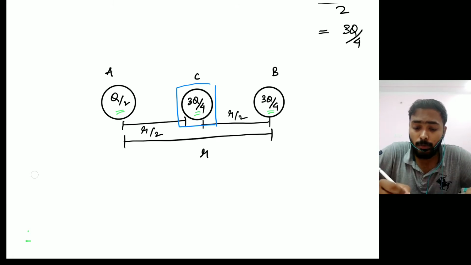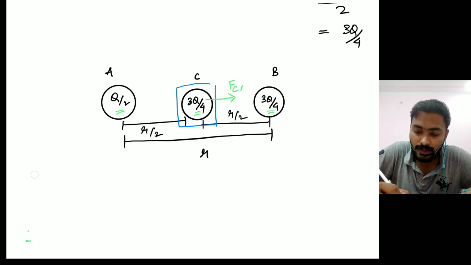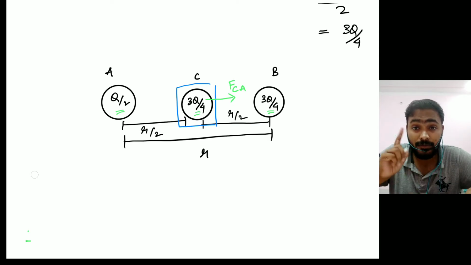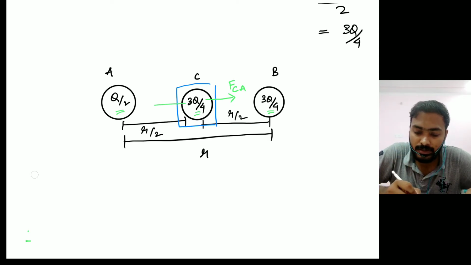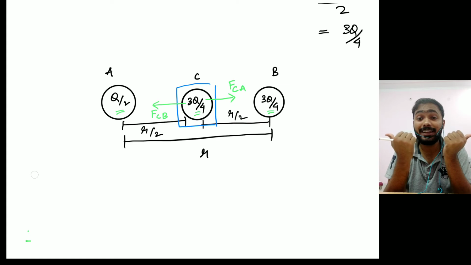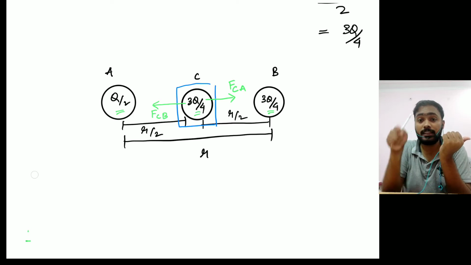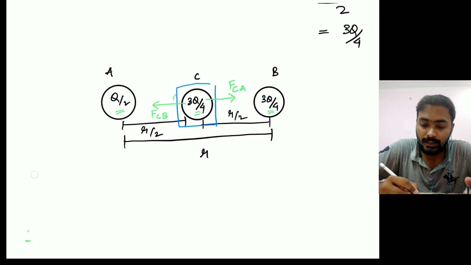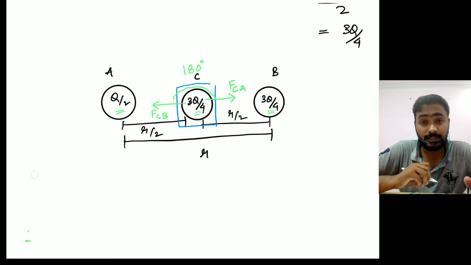So very clearly body C is going to experience a repulsive force in that direction because of A. So force on C because of A, FCA, yes or no? Very similarly, body C is going to experience a repulsive force in that direction because of body B. So you can see both the forces are 180 degrees with each other. They are totally opposite. One is in this direction, another in this direction. Important: the angle between them is 180 degrees, right?